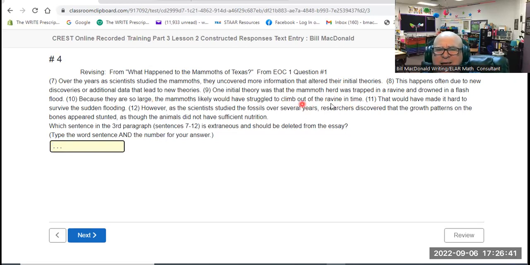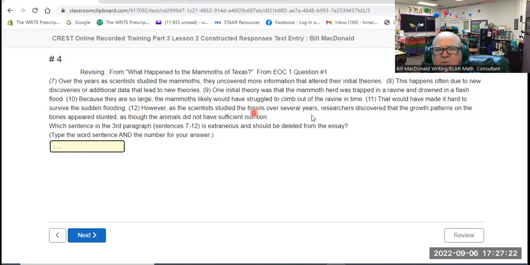Because they were so large, the mammoths would have struggled to climb out of the ravine in time. Since that's adding details to sentence 9, ravine and ravine, they would go together because it would be a cause and effect relationship. They're trapped in the ravine. They would have struggled to climb out because of their size. 11. That would have made it hard to survive the sudden flooding. So again, it has a cause and effect relationship here. So 11 can't be eliminated. 12 is the last one.